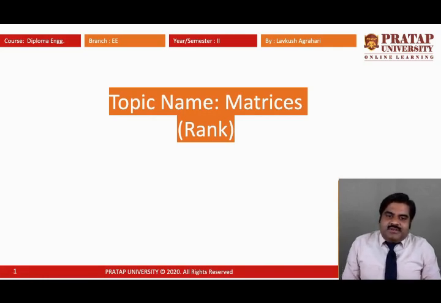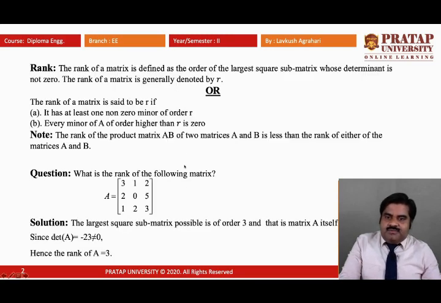Today's topic is rank of the matrices. So come to the definition of the rank. The rank of a matrix is defined as the order of the largest square submatrix whose determinant is not zero. The rank of the matrix is denoted by the letter small r.